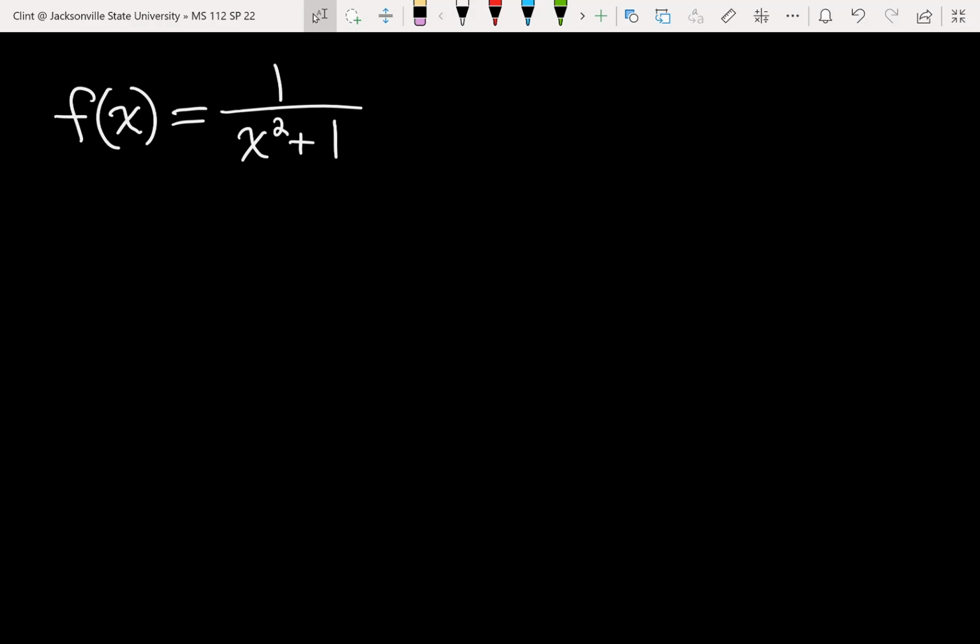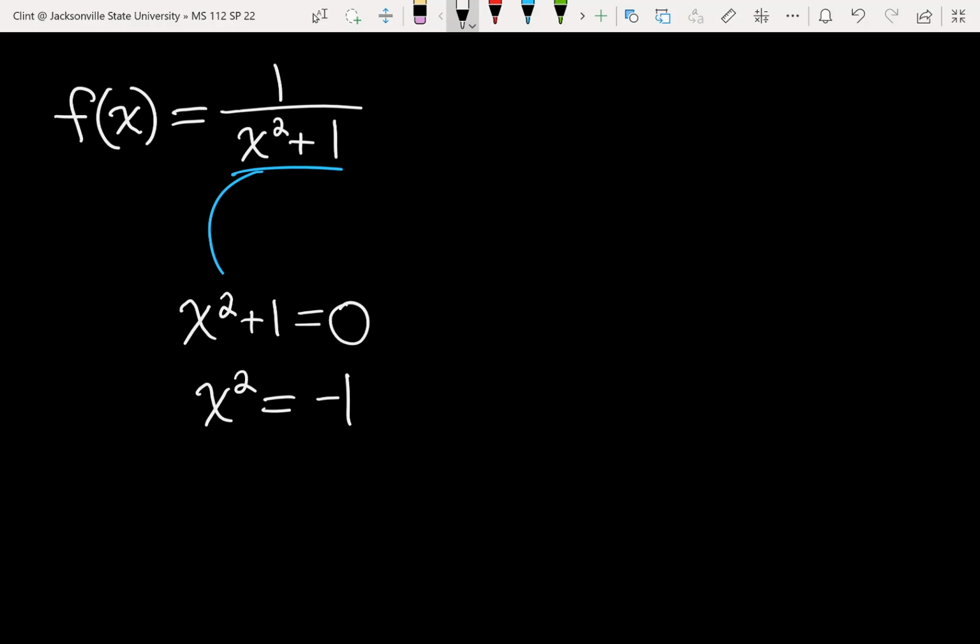So the thing we don't want to happen, we don't want our denominator to be 0. I can't look at that and find a value that works. Maybe you think negative 1, but negative 1 squared gives you 1. So if we tried to solve it like we did on the other, so we said x squared plus 1 equals 0. Then we would subtract 1 from both sides. And if we take the square root, we would get plus or minus square root of negative 1.